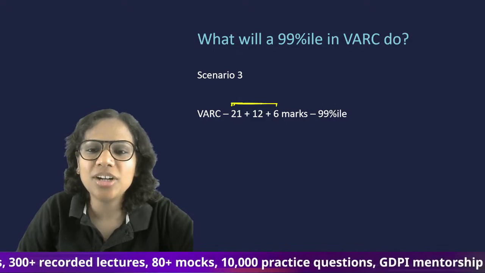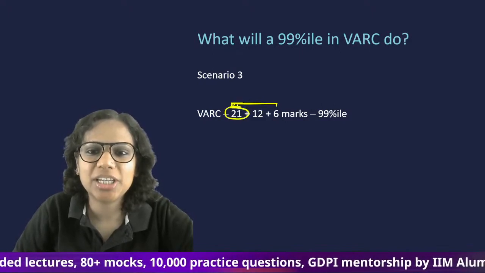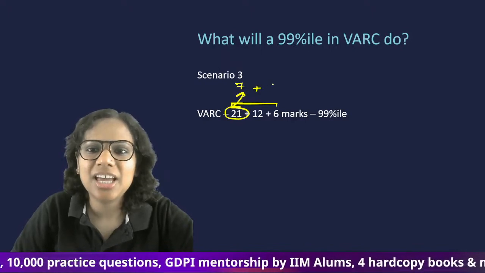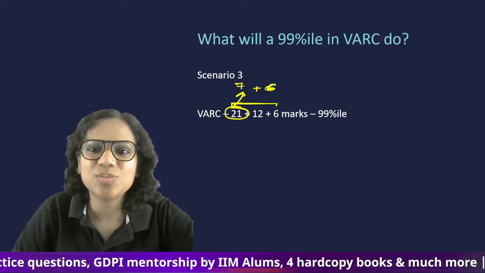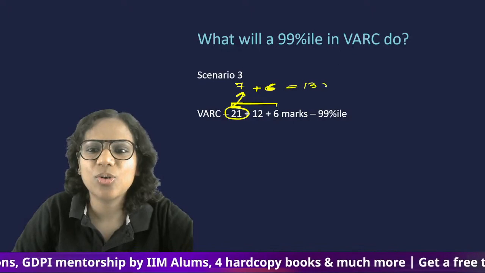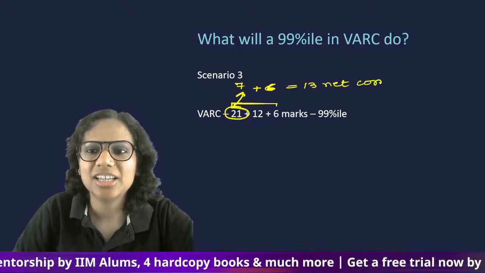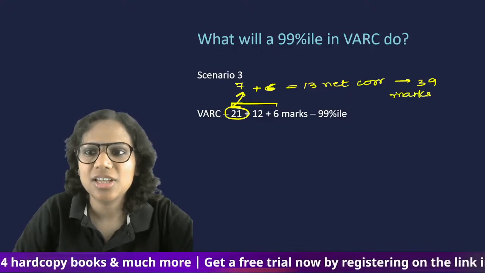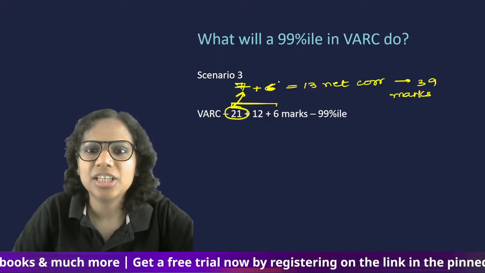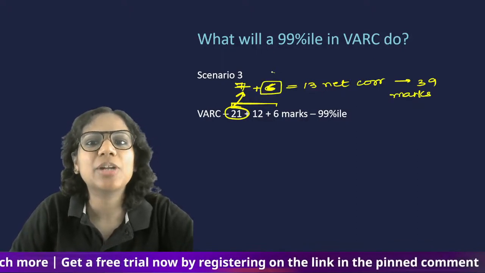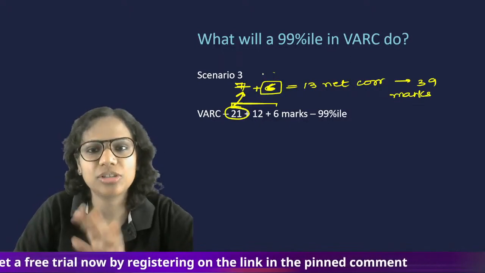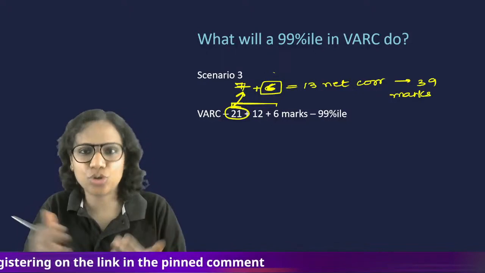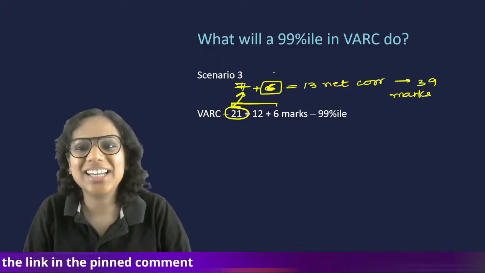So earlier I was at a 21, right? Which means I was getting 7 net correct. Then I managed 6 more net correct, so that on 13 net correct, I now have a score of 39 marks. So this is an improvement. This kind of improvement will take me 1.5 to 2 months. And fortunately, you have that kind of time, right?